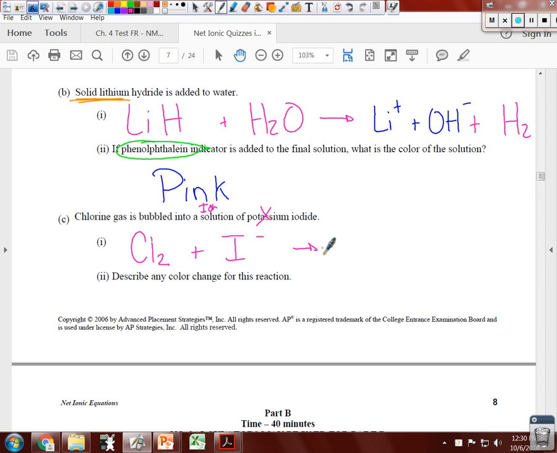Now, this one's just like the first one. What type of reaction is this? Single replacement. But the tricky part about this one is we know chlorine's going to go from Cl2 to the ion, but what is I going to turn into? I2. Okay? But last question, is it balanced? Nope. And again, you would have gotten a point for doubling that and doubling that.